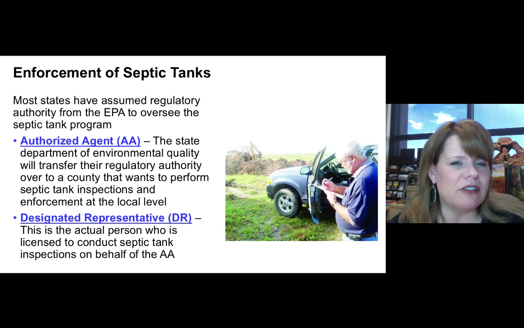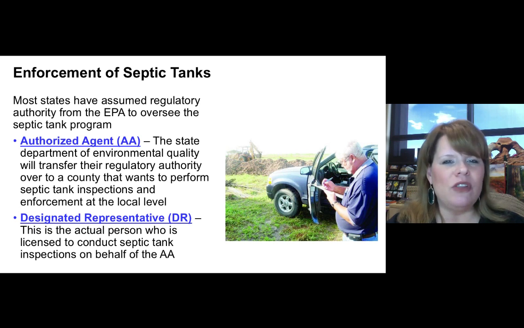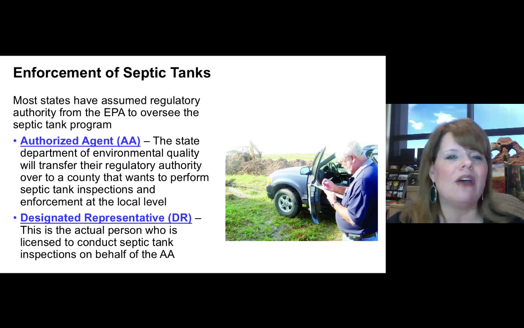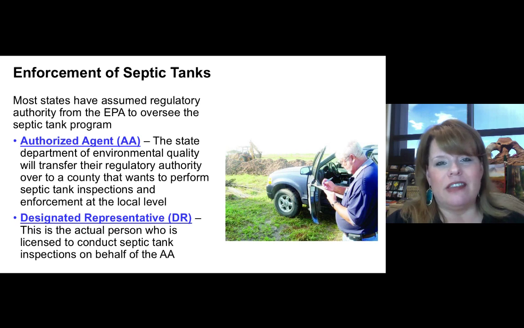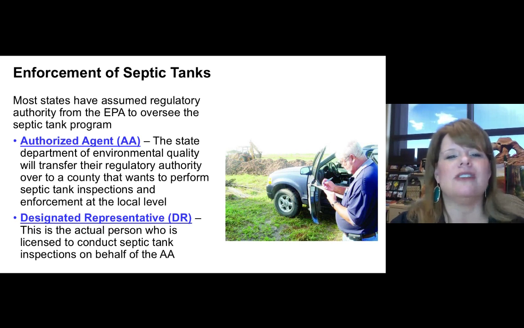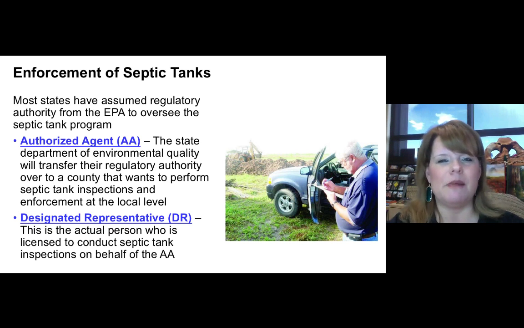For example, when I worked at TCEQ, in our regional office, we only had one septic tank investigator for 20 counties. And of those 20 counties, we only had one county that was not an authorized agent. So that kind of tells you we had all of our complaints come in primarily from that one county that wasn't an authorized agent, and it required most of the time of that person.